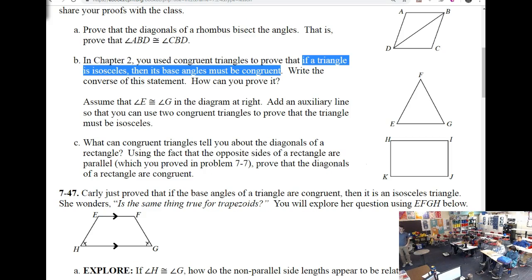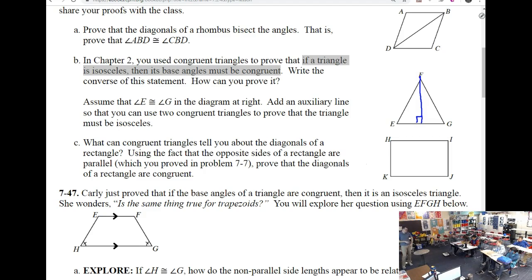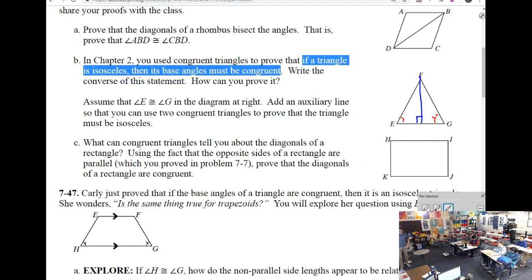So everyone probably dropped an altitude. If we say that's an altitude, it is perpendicular because that's the definition of an altitude. And then if we know that these angles are congruent, then what else can we say? The last angles have to be congruent. Why is that, Hunter? Triangle angle sum theorem, if we want to be specific. So the remaining angles have to be congruent.